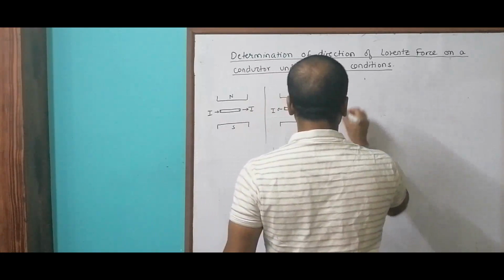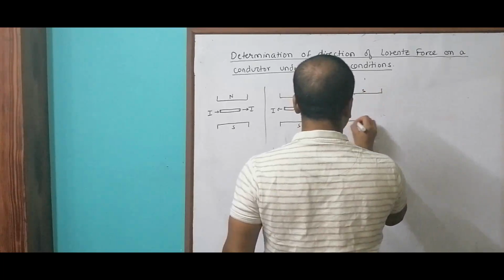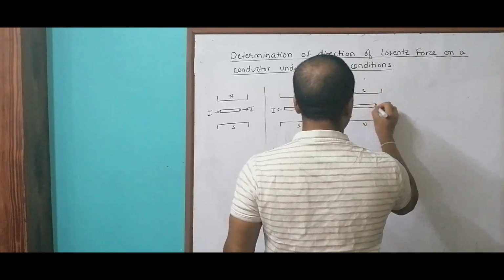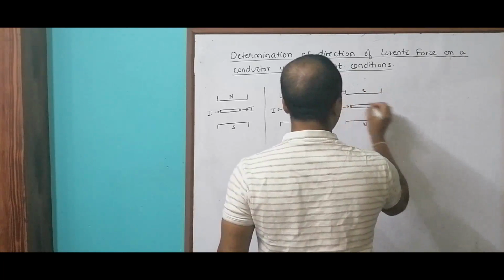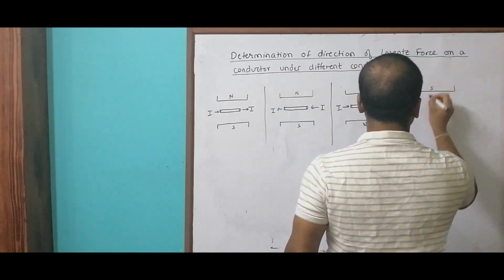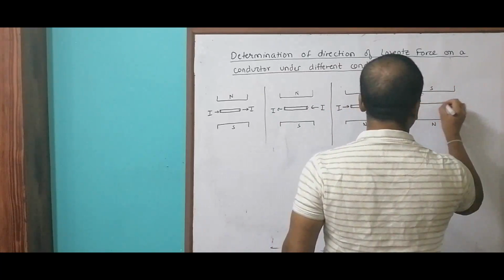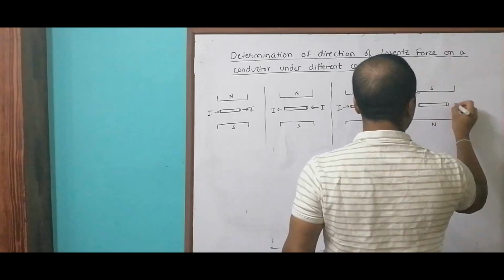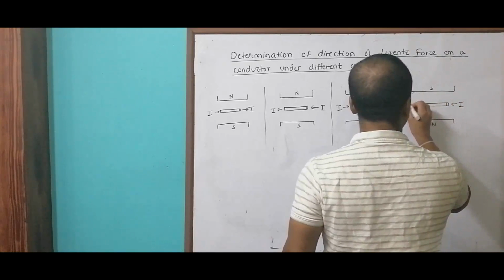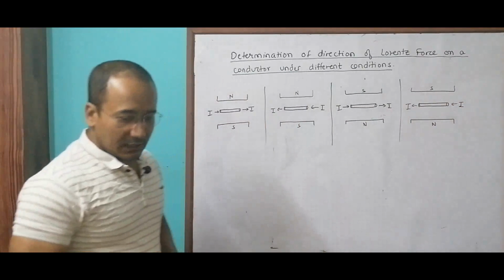The third case is N, current being carried here, I and I. The fourth case will be like S, N, and the current carrying conductor will be carrying current like this. So let's investigate the situation.